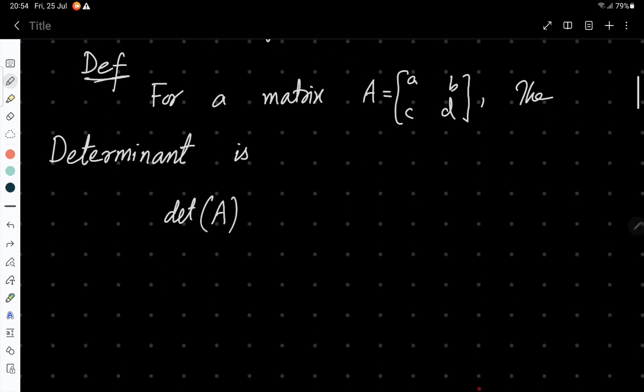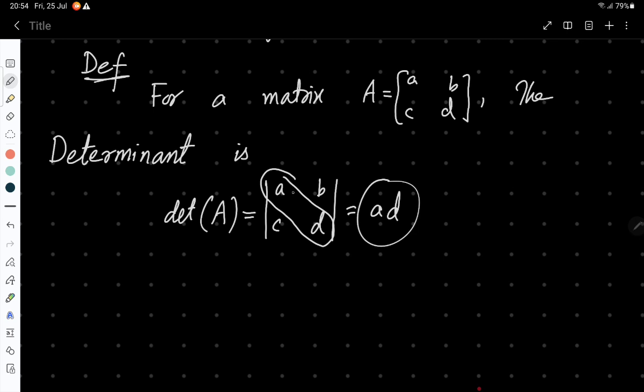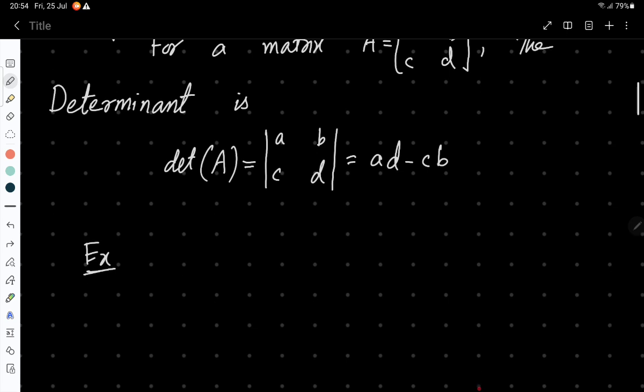Its determinant is defined as, so the notation for the determinant is the straight lines instead of these square brackets. So whenever I write the straight lines, this means I am talking about the determinant. The determinant of this is the multiplication of these two main diagonal entries, which is AD, minus the multiplication of these two entries. This is the definition of the determinant of a matrix.